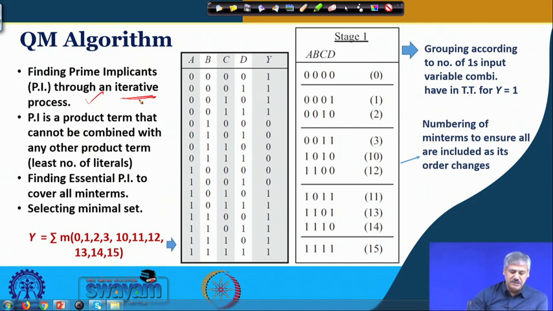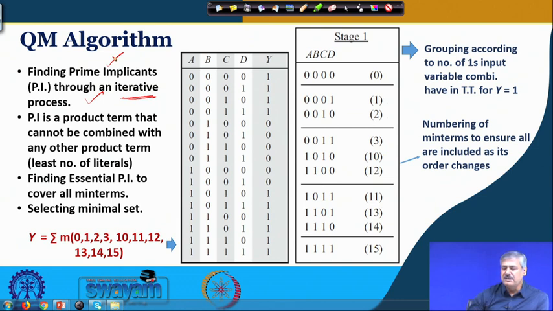So, this is having mean terms 0, 1, 2, 3, 10, 11, 12, 13 and 14. Okay. So, the first step, as I said, is to find prime implicants, and to get prime implicants it goes through, as I said, an iterative process. So, let us first look at stage 1 of the process. In stage 1 of the process, what we are doing? We do a grouping of the mean terms in terms of input variable combinations.